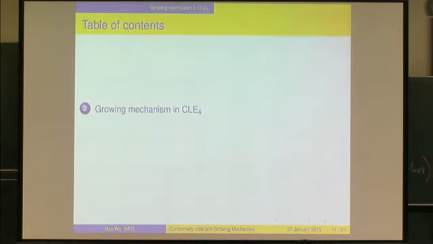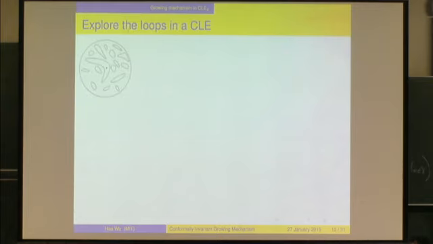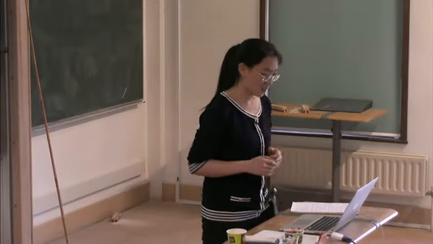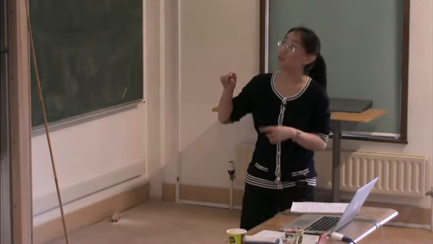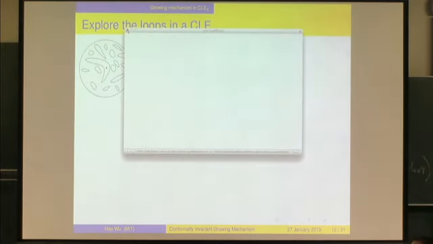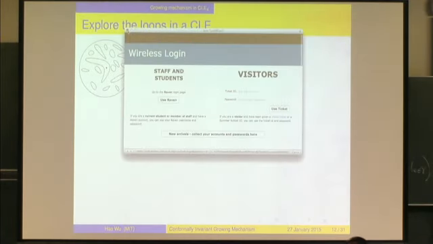Then we can go to the second part, the growing mechanism in CLE4. So we have a collection of loops in this unit disk. Now we want to explore this collection of loops little by little, with the same idea as there. So we draw a small semi-disk of radius epsilon, that's the gray one, and we say that all the loops intersecting this small semi-disk are the loops we discovered.